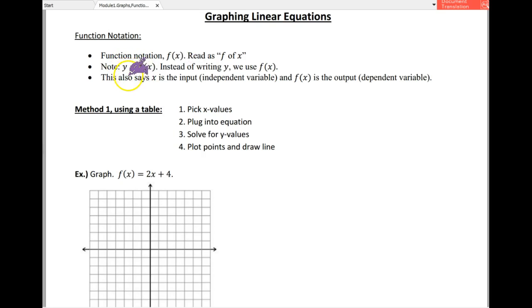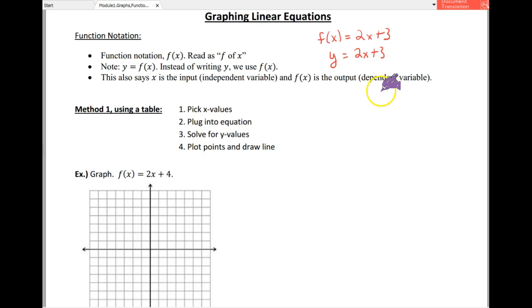So we know that our linear equations have x and y variables. Most of the time it has both, sometimes just one of them. But whenever you see f of x, that means exactly the same thing as y. So if I had an equation that said f of x equals 2x plus 3, that means the exact same thing as y equals 2x plus 3.